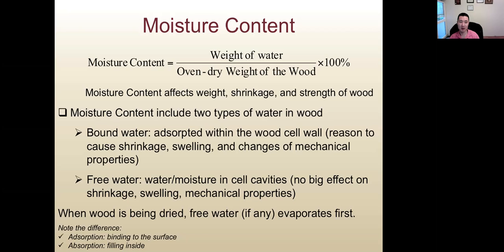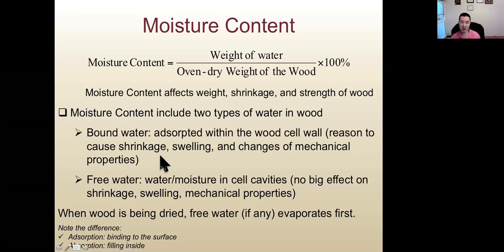The moisture content includes two types of water. The first one is called bound water. The bound water is adsorbed within the wood cell. A change in the bound water will cause shrinkage or swelling. If the bound water increases, the wood will swell. If the bound water reduces, the wood will shrink, and it also changes mechanical properties.